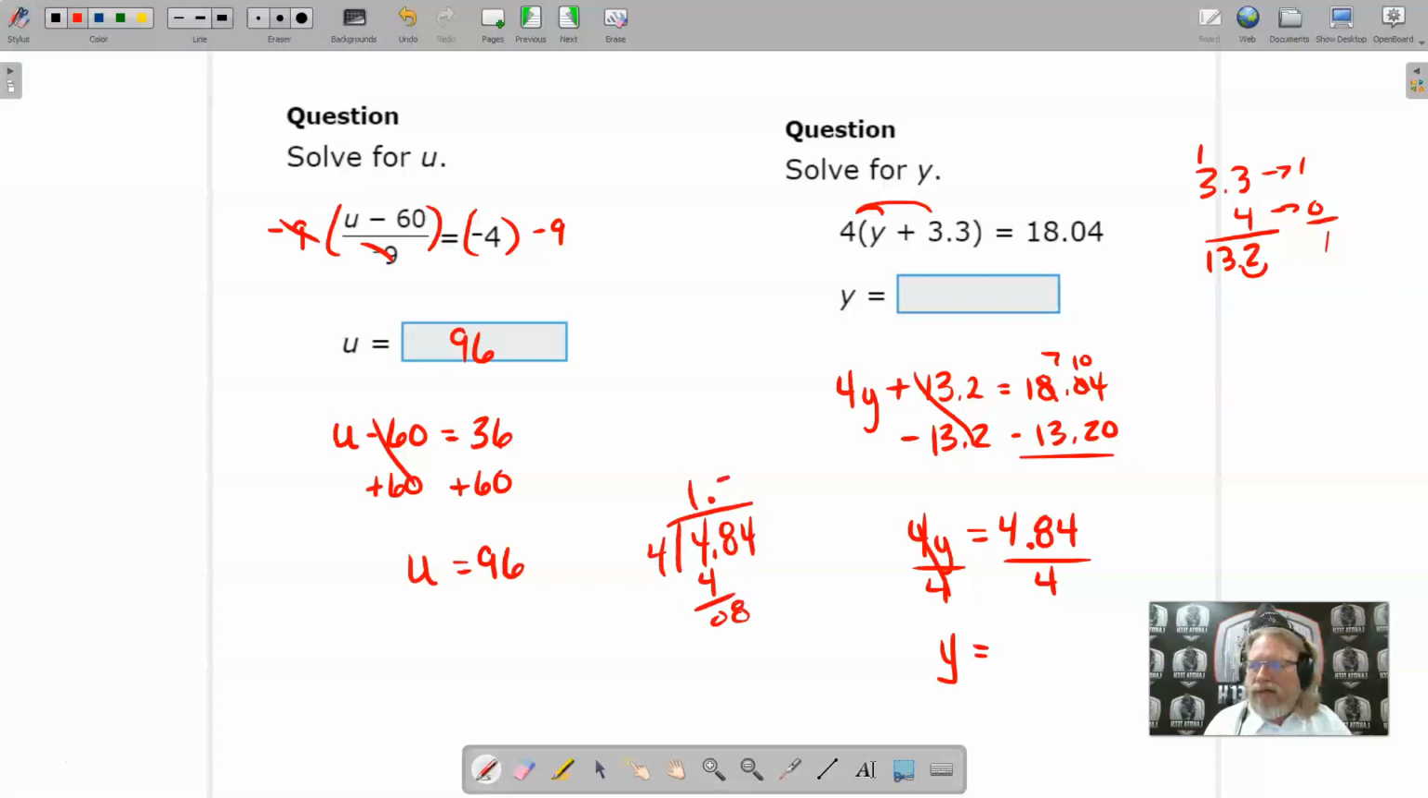4 will go into 8 twice. And that's going to be 8. That's going to give us 0. Let's bring down the 4. And 4 will go into 4 once. So it's going to be 1.21. So y equals 1.21.